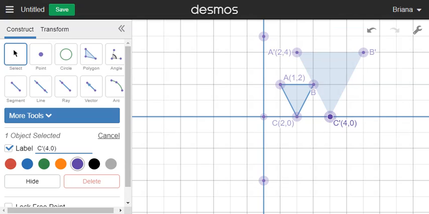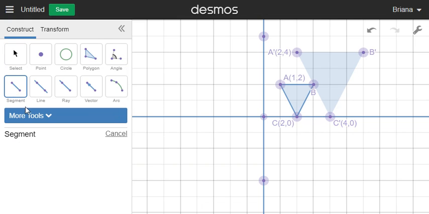So we're just going to look at a couple of things with this. We're going to look at the distance right here from the origin. So if I was to make a segment right here from A, I went up 2 over 1. But if I was going to make a segment from the origin to A prime, I went up 4 over 2. We can look at that from C as well. We went over 2 up 0. We went over 4 up 0. It's increased. It's doubled the distance from that origin.